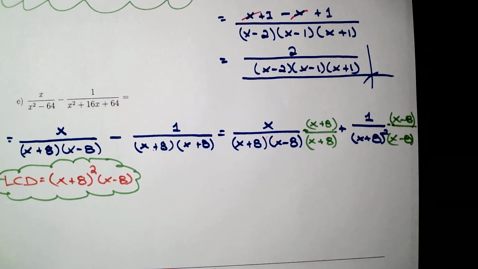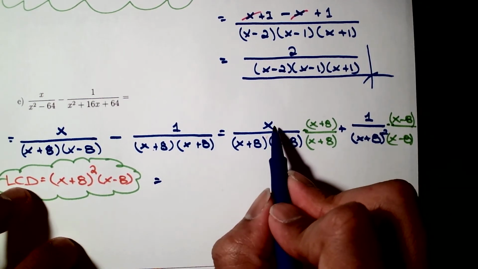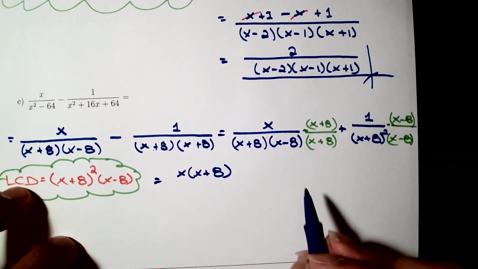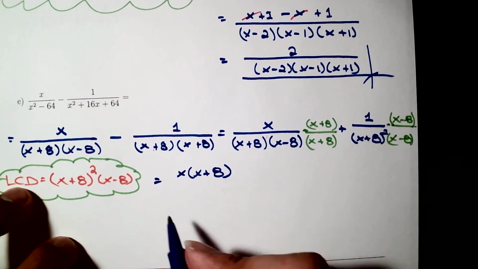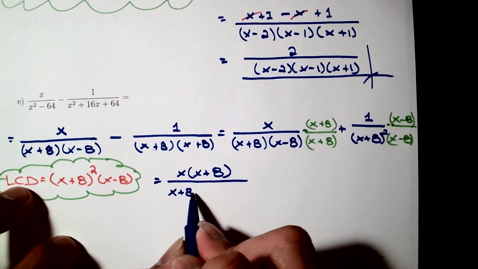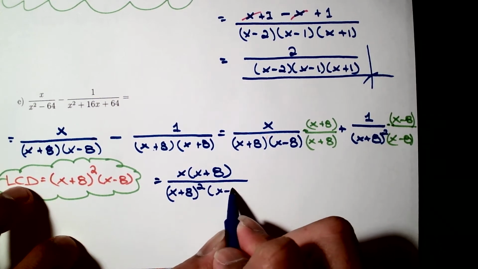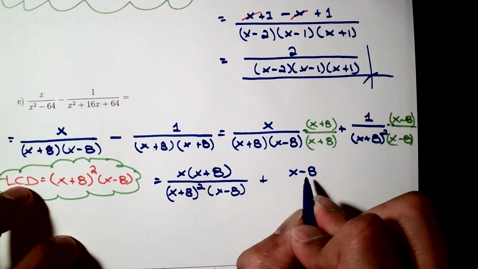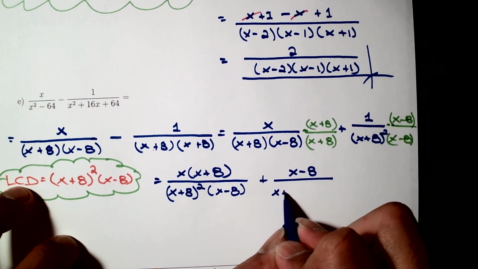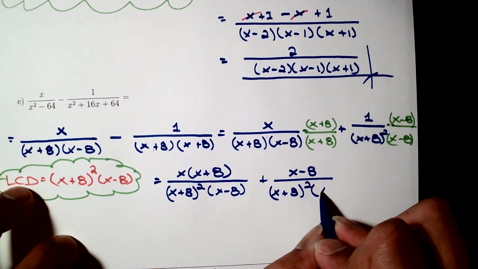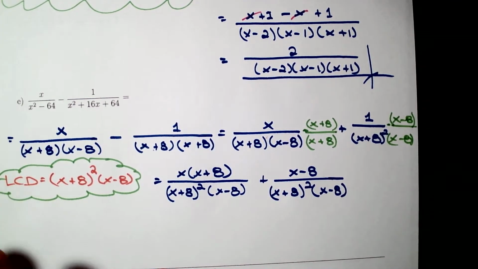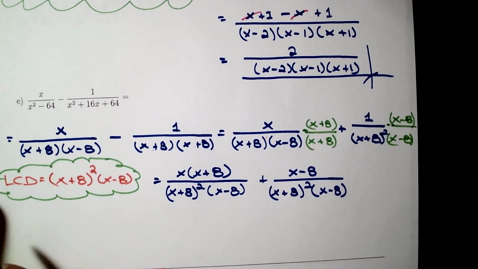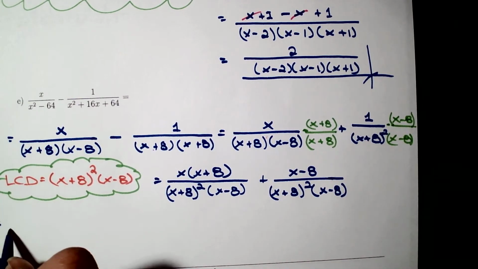All right. So if you prefer, I'm going to multiply this across. x times x plus 8. And in this case, I'm going to rewrite this as x plus 8 times itself. That's x plus 8 quantity squared times x minus 8. Plus 1 times x minus 8, that's simply x minus 8. And the denominator x plus 8 quantity squared times x minus 8. Alright, so now you observe these two fractions, they have the same denominator. So we are ready to combine them into a single fraction.